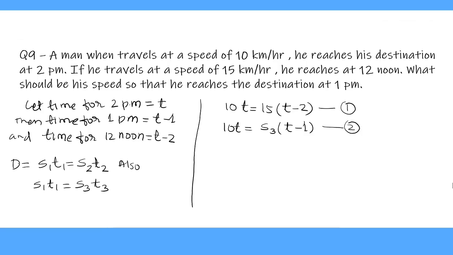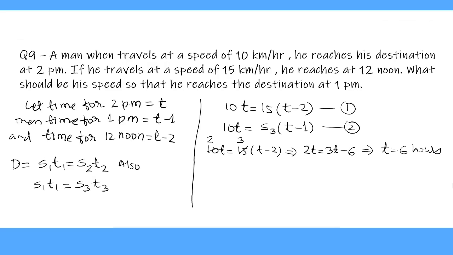Now, on solving the first equation, we get 10t equals 15 into t minus 2. We cancel 10 for 2 times by 5 and 15 for 3 times by 5. 2t equals 3t minus 6. This gives t equal to 6 hours.